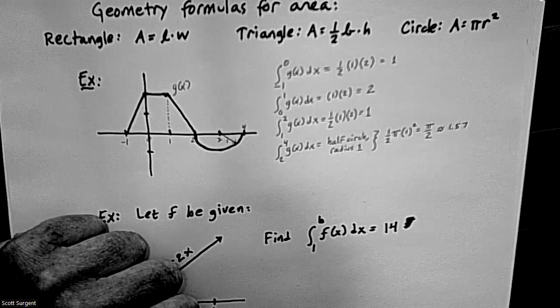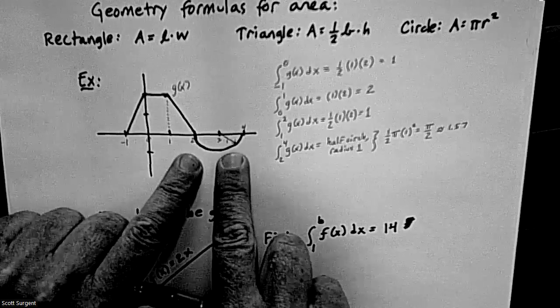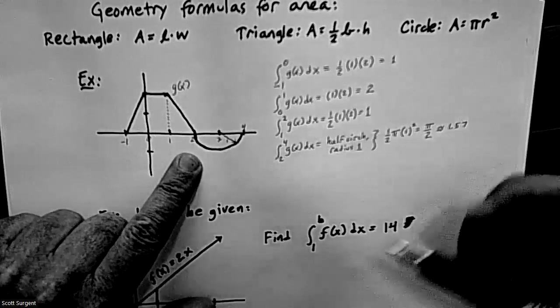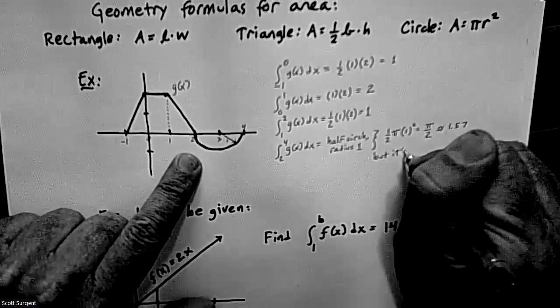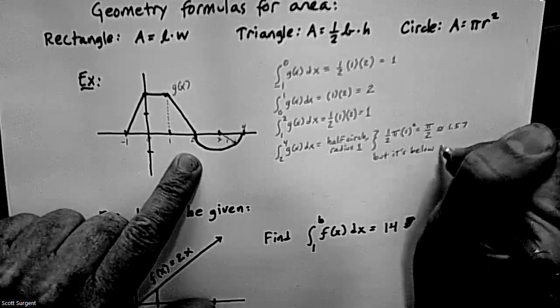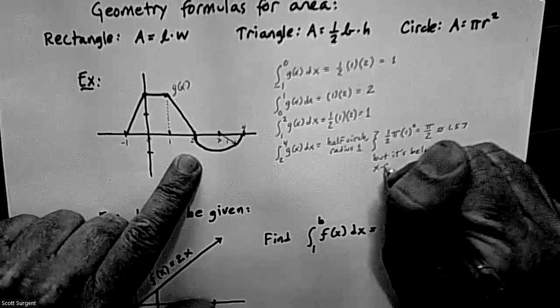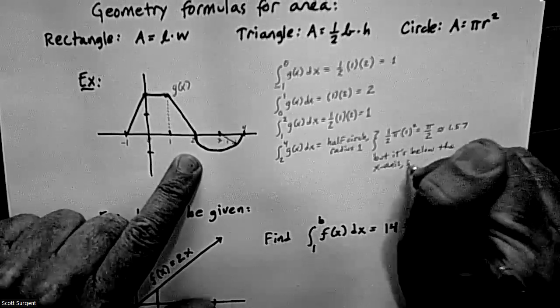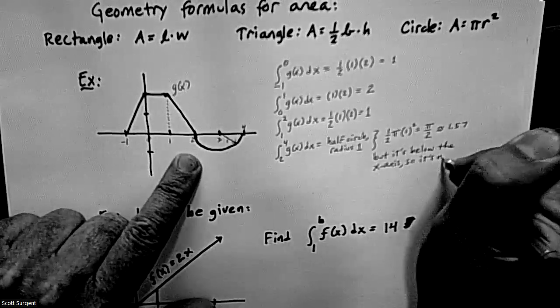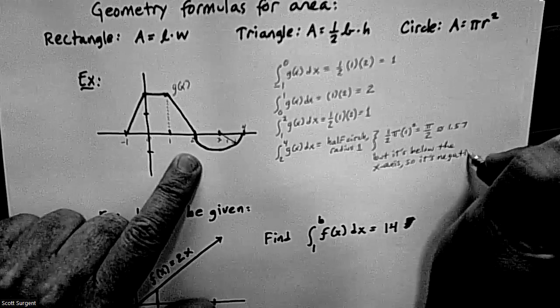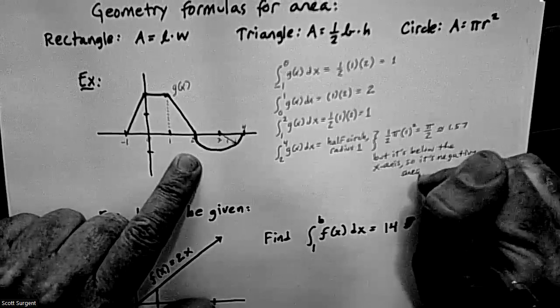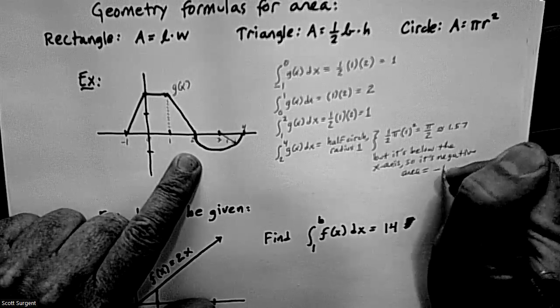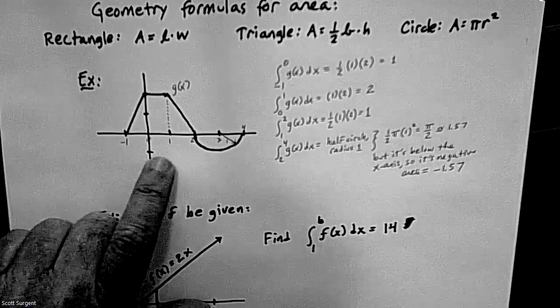Okay. But here's the thing. It's below the x-axis. So it's negative. So any area that's below the x-axis is negative. So I'll say area is equal to negative 1.57.